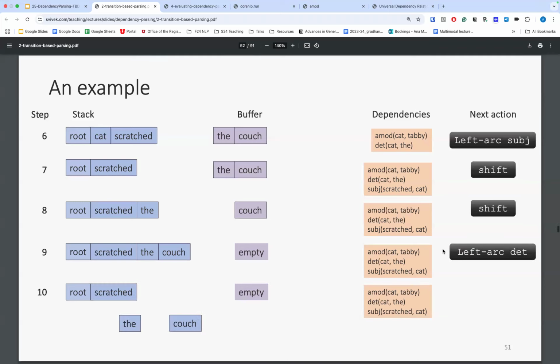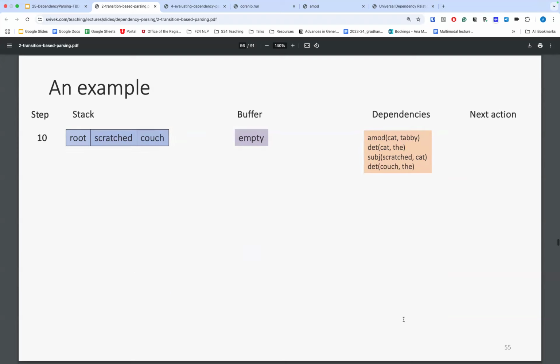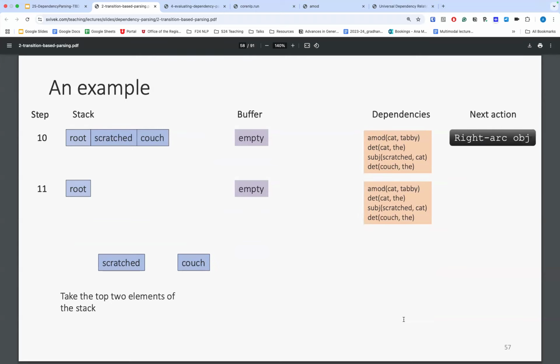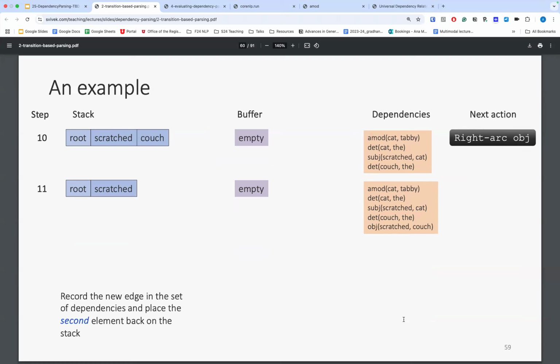Exactly, perfect. So we again take the two top words, which are the and couch. Couch is the head word. The is modifying it using the determinant relationship. We are going to record that relationship in our set of dependencies, and we are going to put our head back at the top of the stack. And then finally, we have scratched and couch. And this is going to be an example of the right arc operation, where scratched is going to be the head. Again, verb is almost always going to be a head, and the couch is going to be the dependent in the object relationship.